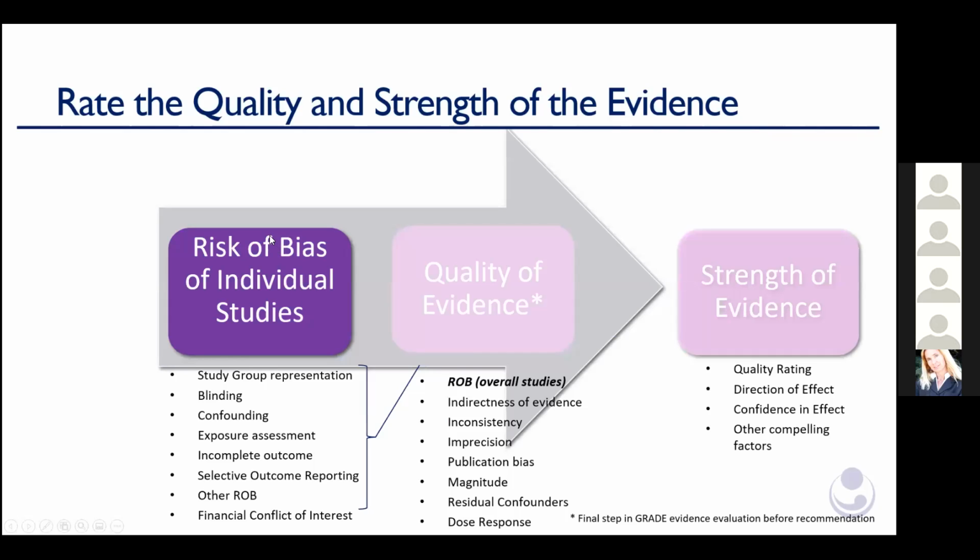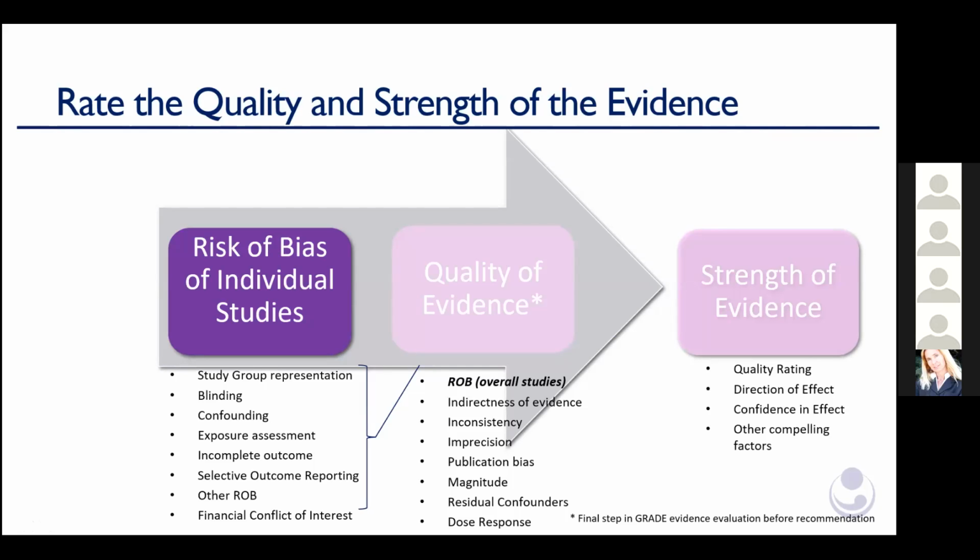So for the navigation guide systematic review method, for the risk of bias step, we consider very similar domains to the risk of bias tool that is used for Cochrane. We have a couple of additional domains. I think an important one there to highlight at the bottom is financial conflicts of interest.